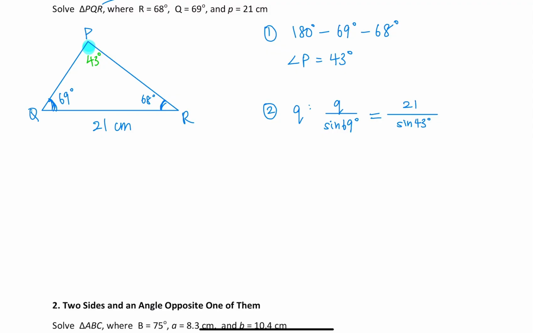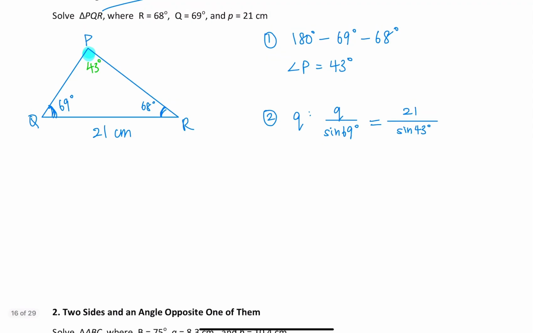So right now Q is being divided by sine of 69. So let's multiply by sine of 69 degrees. That means we have to do it to both sides. This is gone. And we get that Q is equal to 21 divided by sine of 43 times sine of 69. Put that in your calculator and see if you get 28.7 centimeters. That means that this side is 28.7 centimeters.